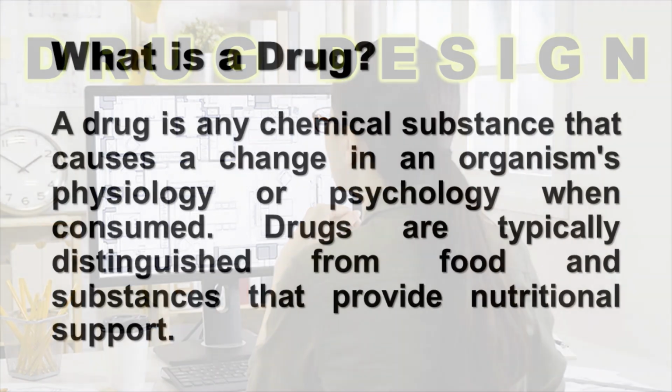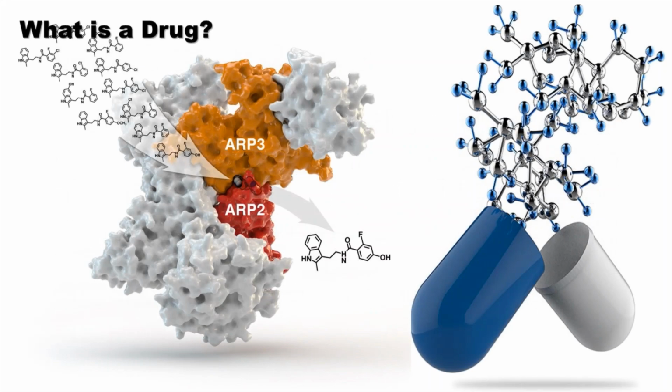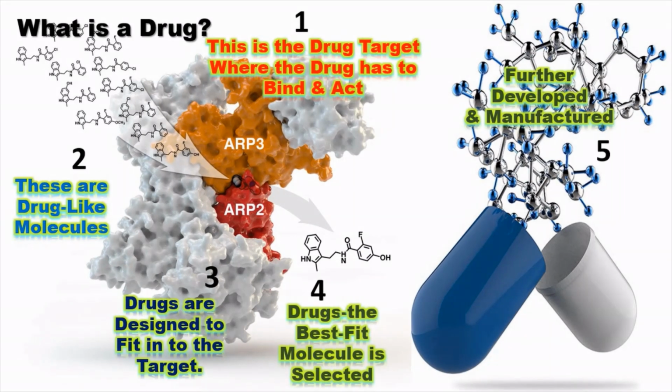Let us first define what a drug is. A drug is any chemical substance that causes a change in an organism's physiology or psychology when consumed. Drugs are different from food and nutritional products. Let us understand drug designing in 5 simple steps.